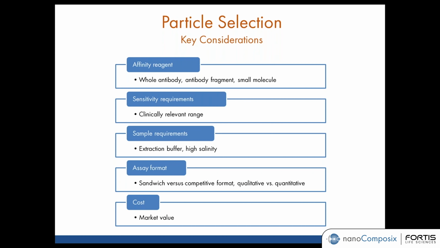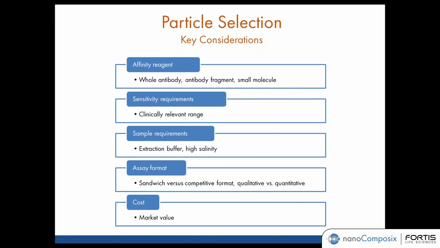When choosing a particle, one of the first things to consider is what type of affinity reagent you'll be conjugating. Passive conjugation methods work well for conjugation to whole antibodies, whereas covalent conjugation methods can be used for conjugation to whole antibodies, antibody fragments, and small molecules. Nanocomposites' bio-ready nanoparticles for covalent conjugation have a carboxylic acid on the surface, allowing for use with EDC and sulfo-NHS chemistry to form amide bonds with primary amines on the antibody.